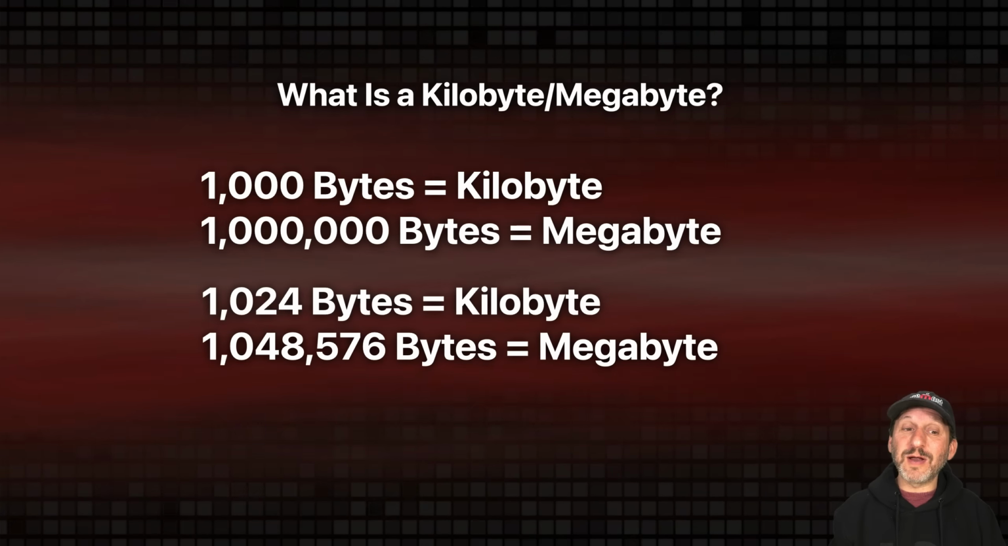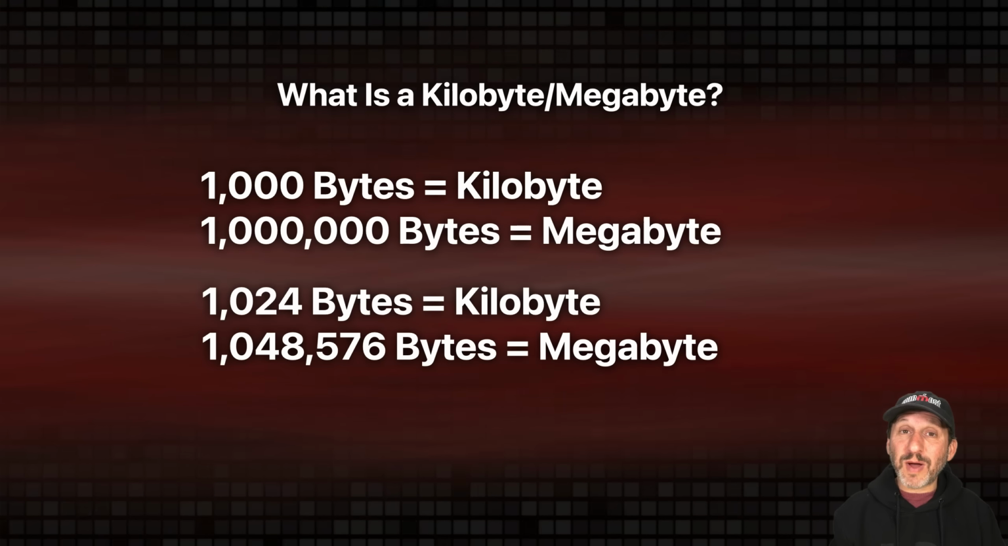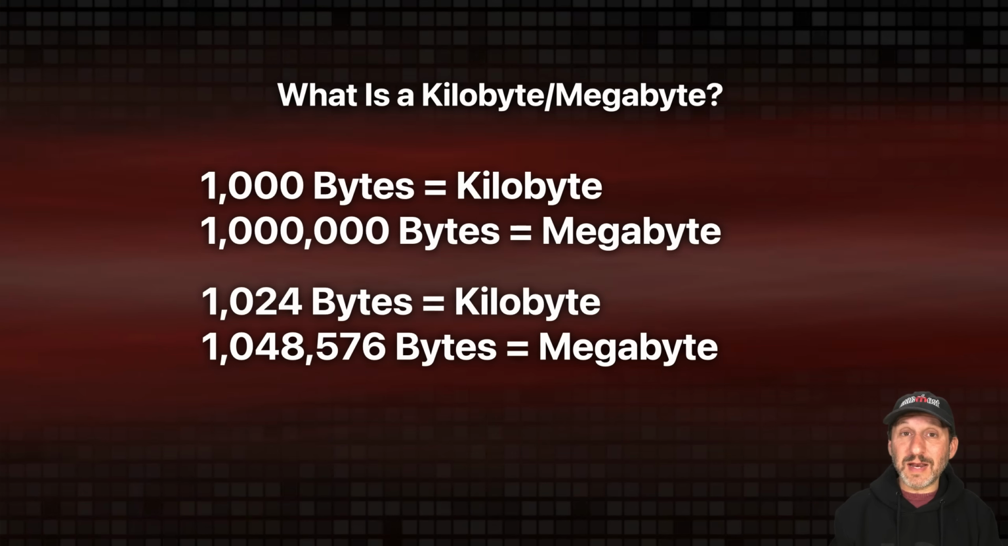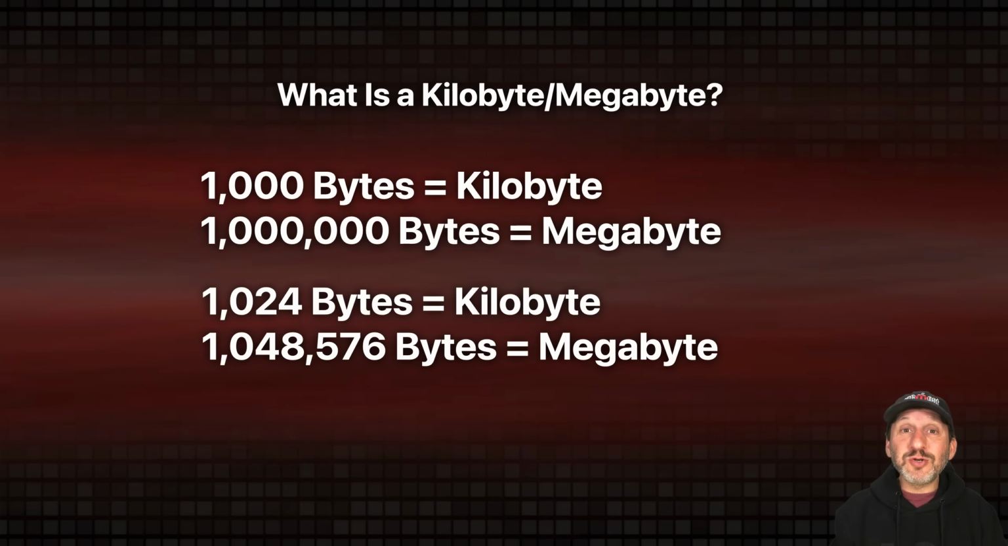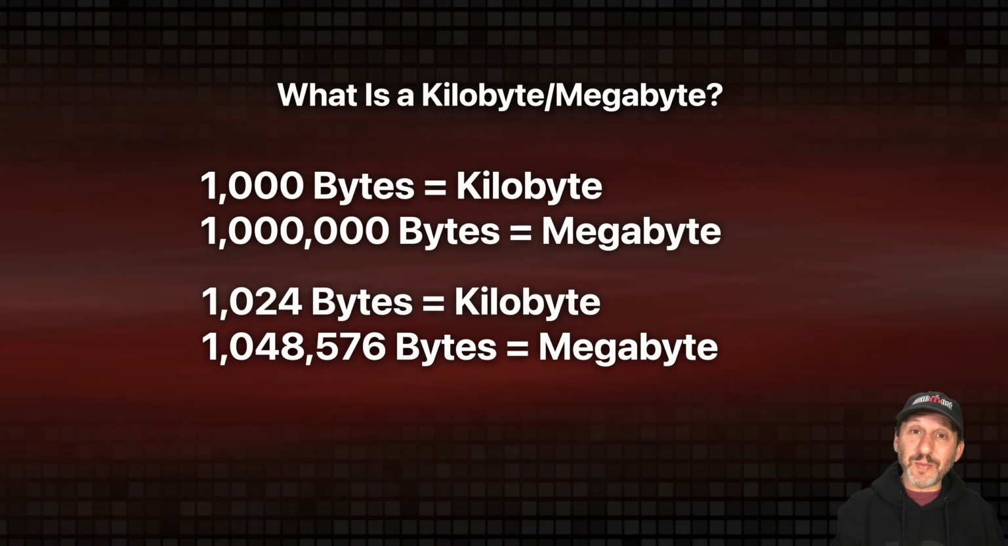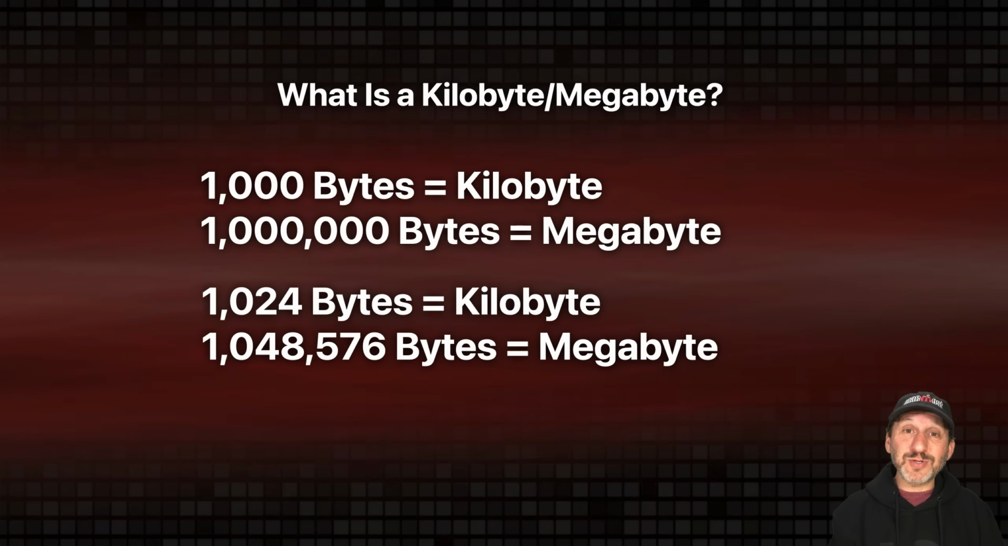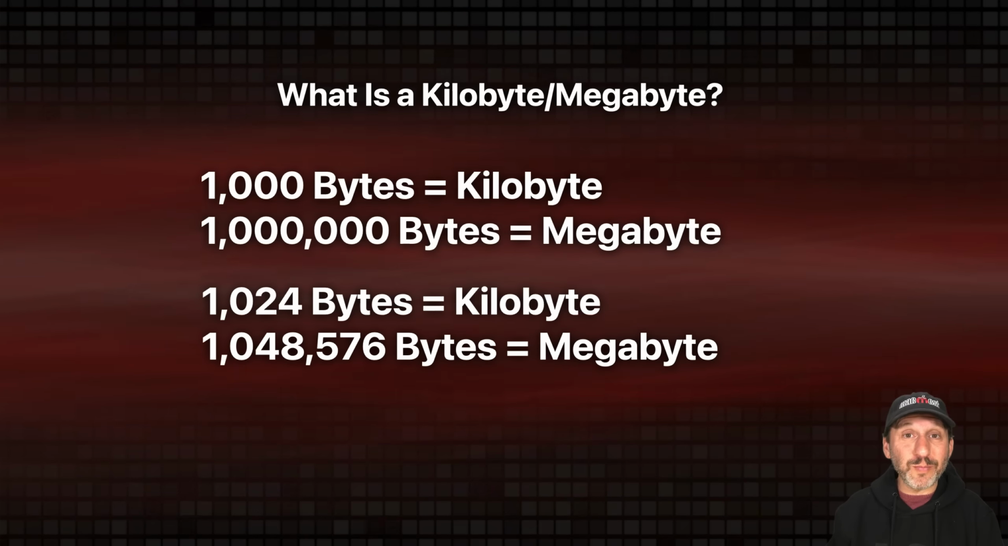But if you're doing binary, then you could see that you actually have a lot more bytes inside of a kilobyte and a megabyte. And this gets confusing because you're using the same terms. When you say kilobyte you want to be precise. Is it 1000 bytes or is it 1024 bytes?